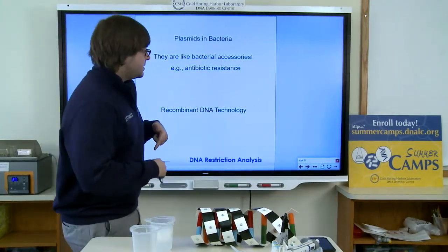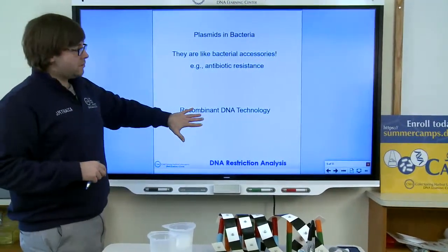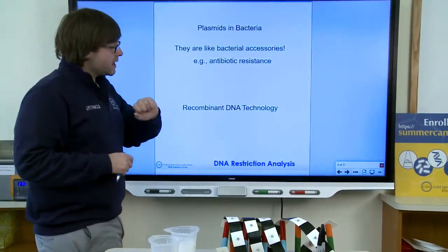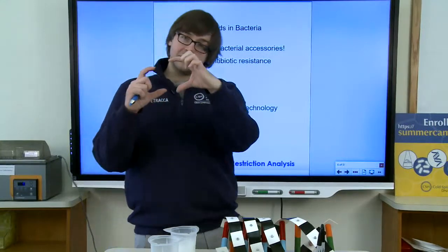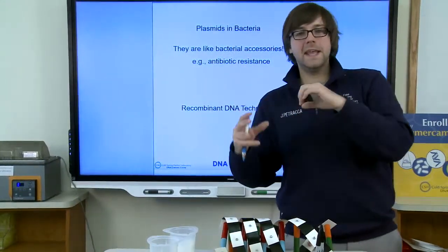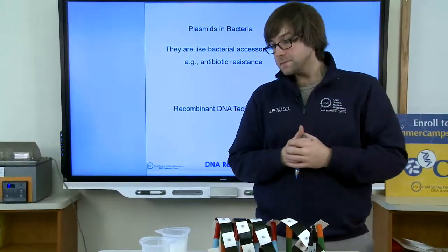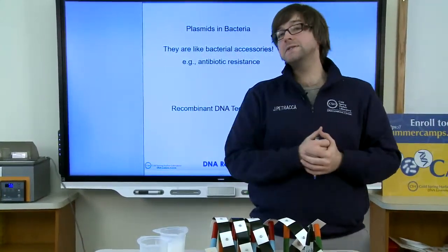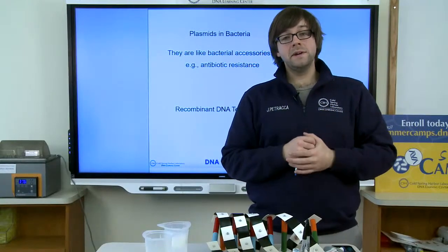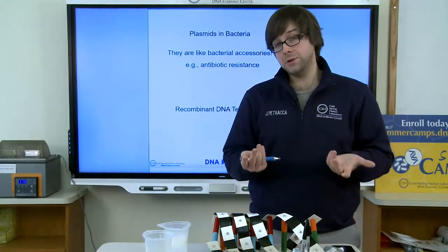And the other reason that plasmids are so important relates to us as humans and genetic engineering. So it's this idea of recombinant DNA technology. Because plasmids are tiny little rings of DNA, we can relatively easily get them up into other cells. And we can mix and match genes and build a plasmid that we can insert into bacteria to make them express a gene that we might be interested in.